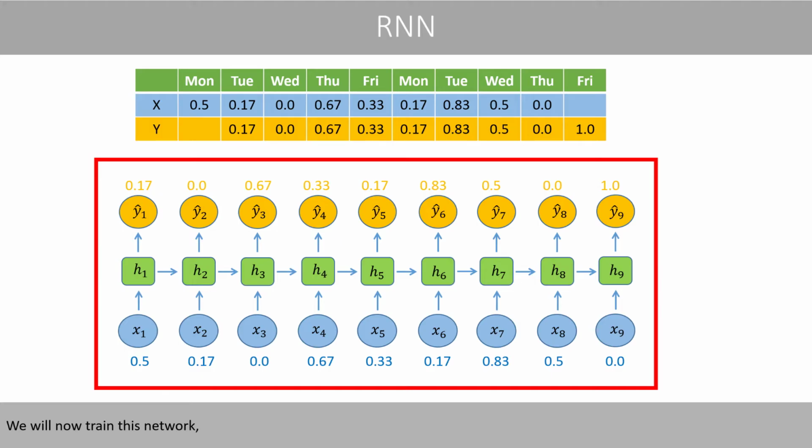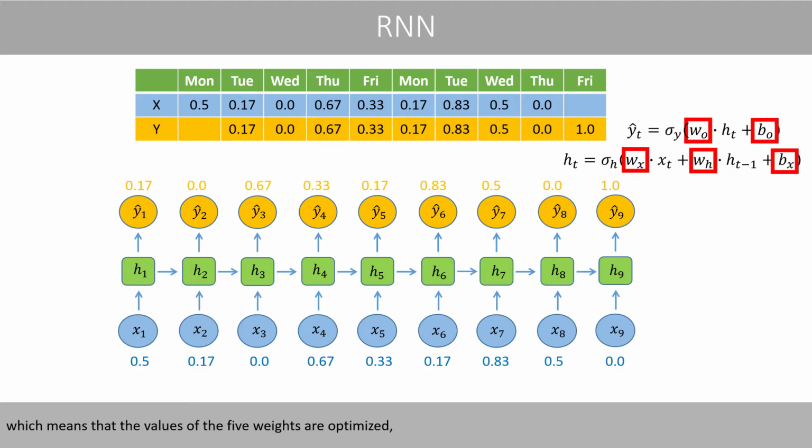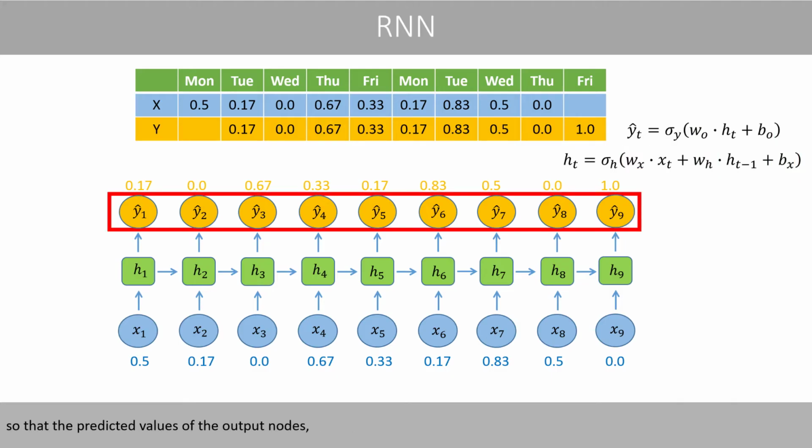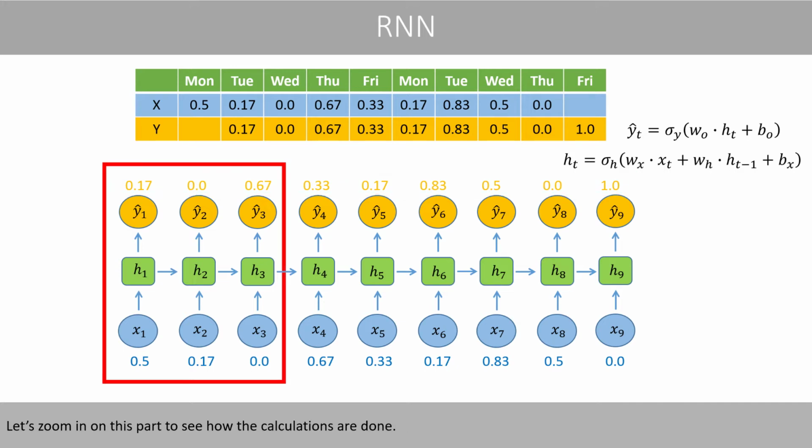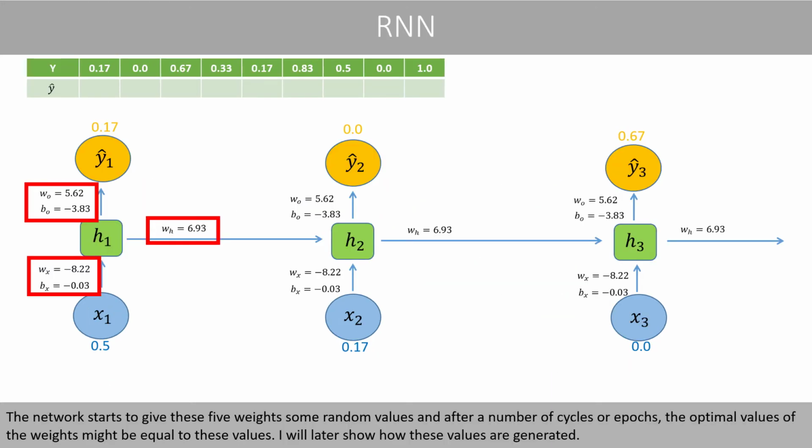We will now train this network, which means that the values of the 5 weights are optimized, so that the predicted values of the output nodes are as close as possible to the target values that we'd like the network to predict. Let's zoom in on this part to see how the calculations are done. The network starts by giving these 5 weights some random values, and after a number of cycles or epochs, the optimal values of the weights might be equal to these values. I will later show how these values are generated.